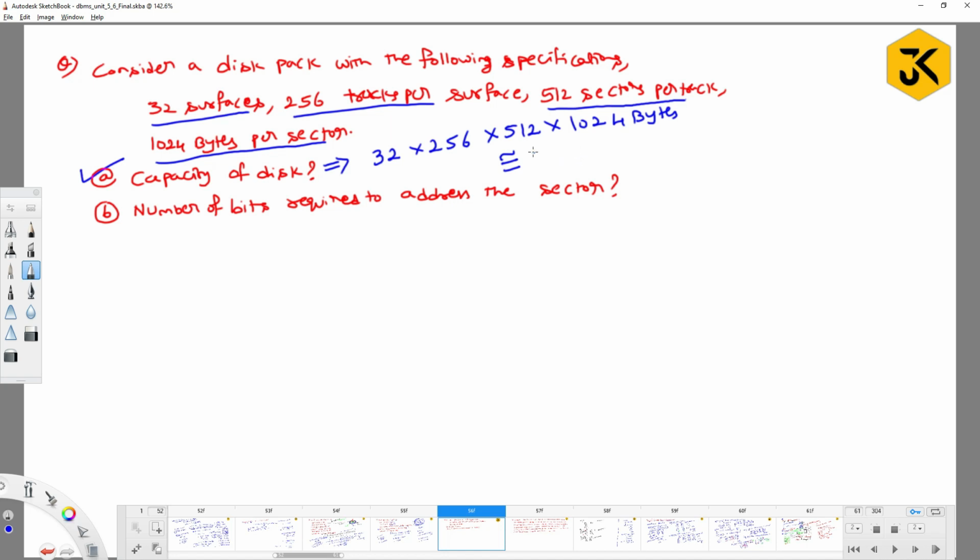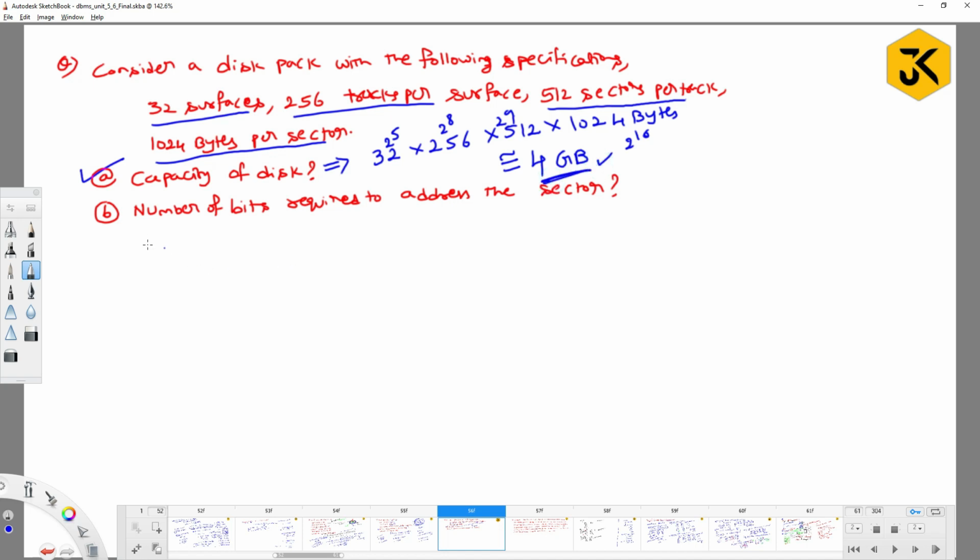4 GB. 4 GB or 4 TB? 2 power 30? 2 power 32, which is 4 GB. So it is 2 power 5, 2 power 8, 2 power 9, 2 power 10. 5 plus 8 is 13, 13 plus 9 is 22, 22 plus 10 is 32. 2 power 30 is GB, and 2 squared is 4. So the total answer is 4 GB.